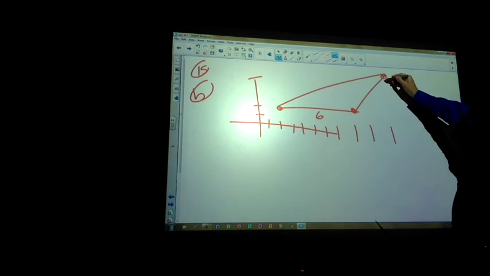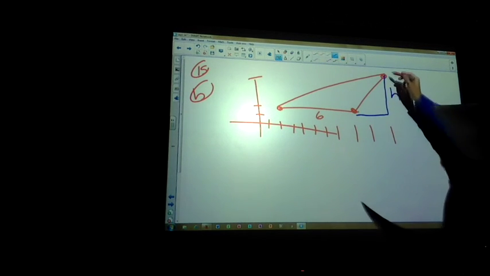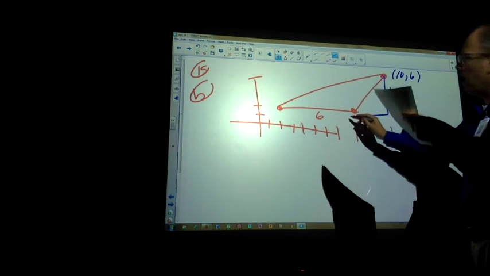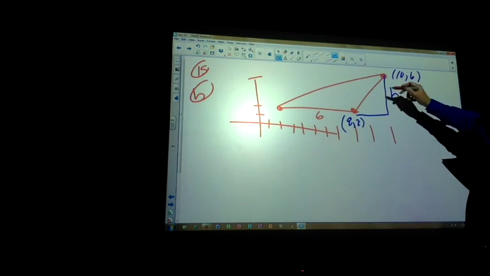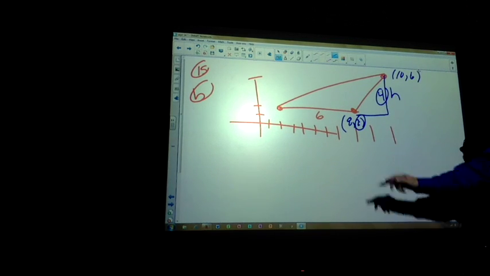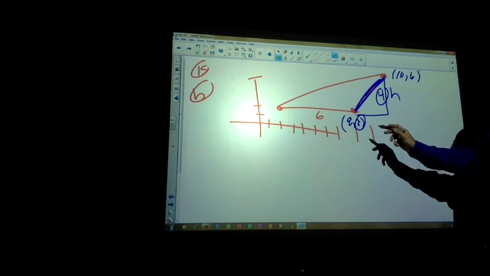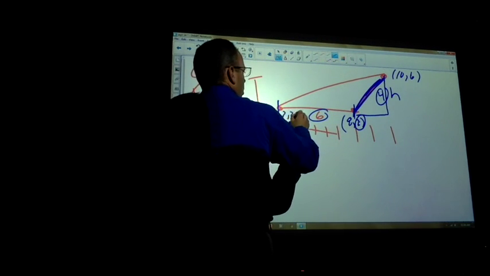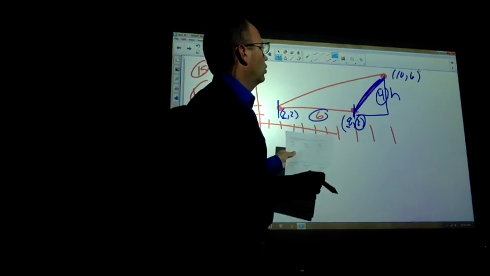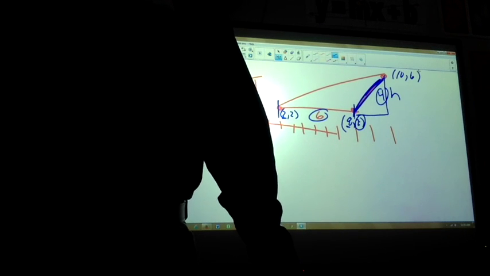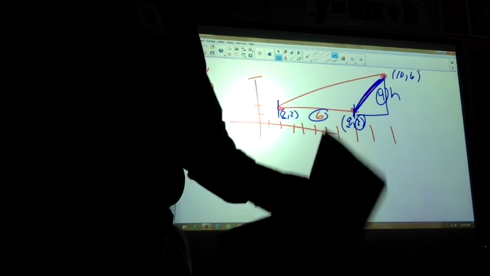Okay? So what you have to realize is from here to here, that's going to be your height. So if this was the point 10, 6, and this was the point 8, 2, from 2 to 6 means the height here has to be 4. We're not worried about this length here. We're just worried about the height of it. And this distance here, that's your base, is 6 because it goes from 2, 2. So 2 to 8 is 6. So 6 times 4 is 24. 24 half of it is 12 square units. We okay? Study. Got it?